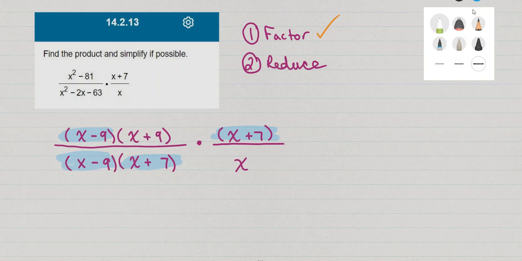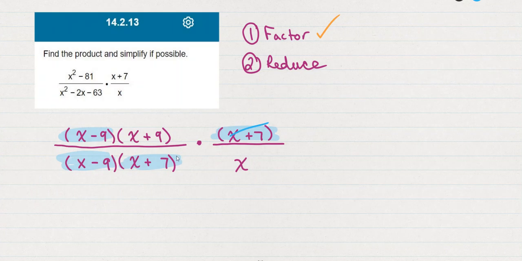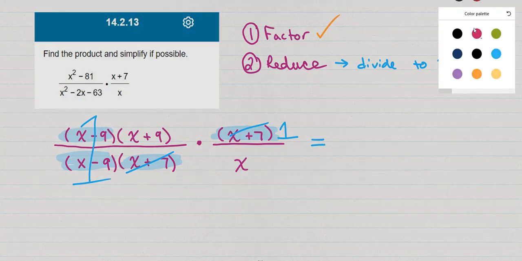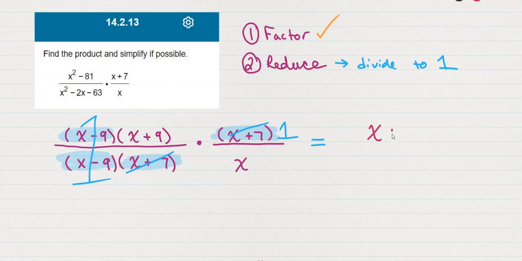I'm not going to say cancel here, and let me explain why. I'm going to say that these reduce because this x plus 7 over x plus 7 divides out to 1. We're looking for things that divide out to 1. This x minus 9 over x minus 9 is just a fancy way of saying 1. And then what am I left with? I'm left with x plus 9 over x.